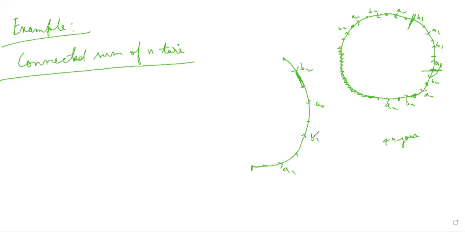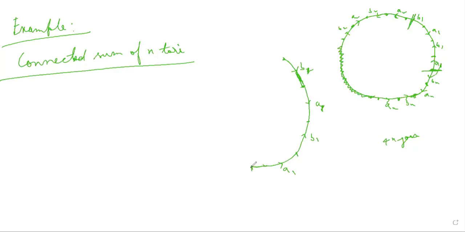So basically these A1, B1, A2, B2, and this is B1. We are using these labels to indicate how the identification has been done. We want to realize this connected sum of n tori as an identification space of a polygonal disk. Here the interior portion remains as it is. The boundary points are identified in the following way.